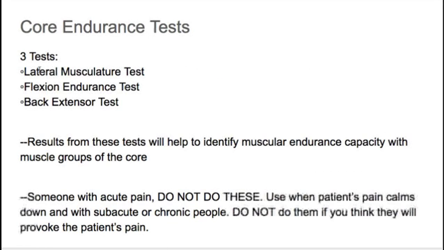So the 3 core endurance tests we can use to try to rehabilitate the low back muscles are primarily for endurance capacity, to be able to handle the repeated loads and poor postural positions that the spine may assume. It should be emphasized, these should be pain-free, so they're not appropriate for acute low back pain patients. They're called the lateral musculature test, the flexion endurance test, and the back extensor test.